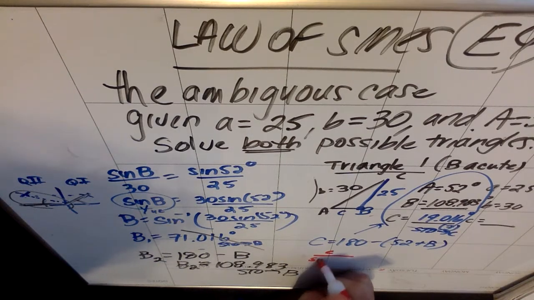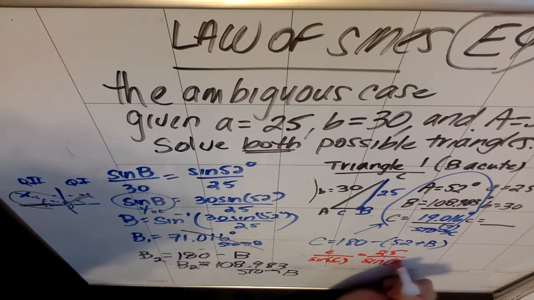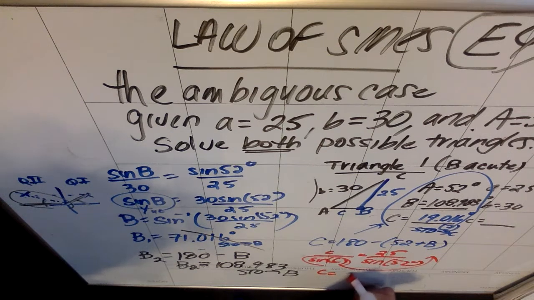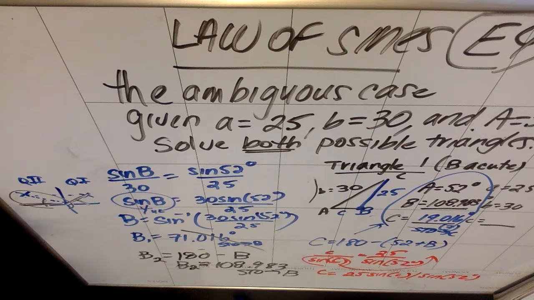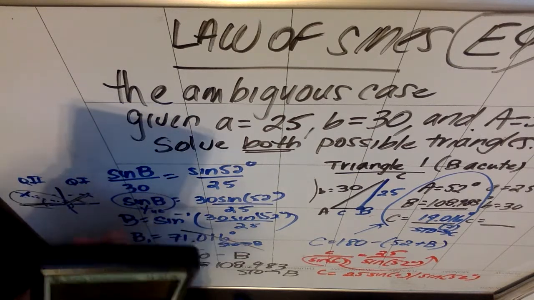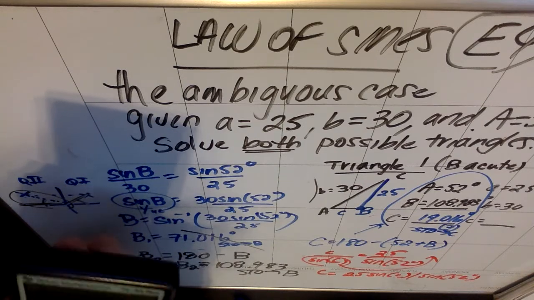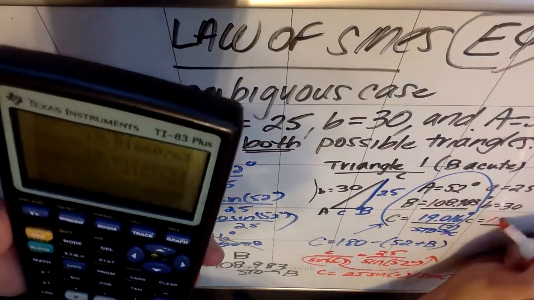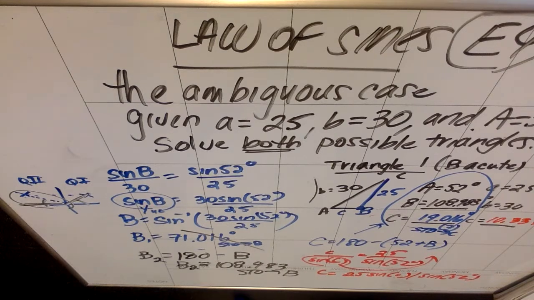Little c over the sine of big C equals 25 over sine of the 52 degrees. I multiply this sine of c over, and what I'm going to type in my calculator is 25 sine of the thing I stored as c divided by sine of 52 degrees. So 25 sine of alpha c divided by sine of 52, and I hit enter, and I get what my c value is, which is 10.337.